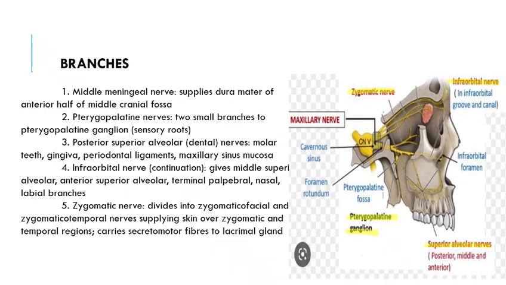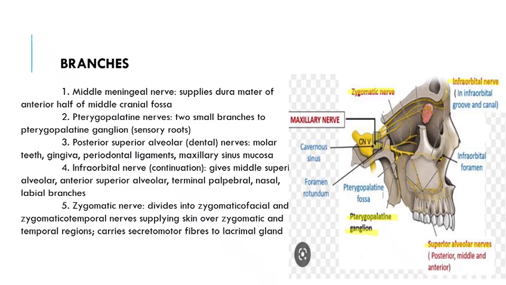Now the branches. First is the middle meningeal nerve, which supplies the dura mater of the anterior half of the middle cranial fossa. Second is the pterygopalatine nerve, two small branches to the pterygopalatine ganglion, that is the sensory roots. Third, posterior superior alveolar, that is the dental nerve, supplies the molar teeth, gingiva, periodontal ligaments, and maxillary sinus mucosa. Fourth is the infraorbital nerve, that is the continuation, which gives middle superior alveolar, anterior superior alveolar, terminal palpebral, nasal and labial branches.